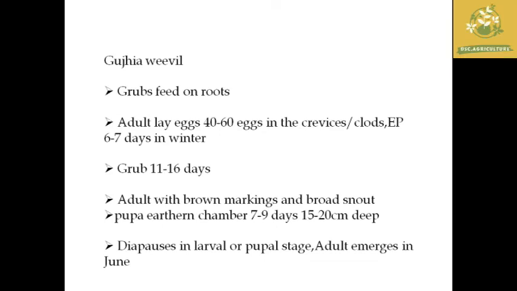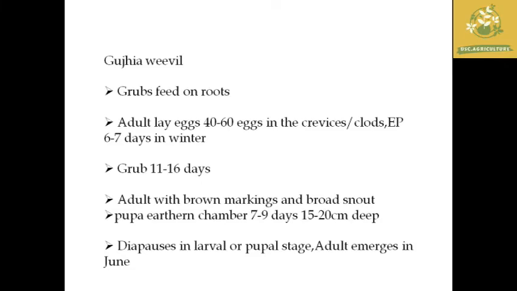While seeing about the biology, they mainly feed on the roots, and they lay around 40 to 60 eggs per clot, with an egg period of 6 to 7 days in winter, and a grub period of around 11 to 16 days. The adults are identified by brown markings and a broad, snout-like snout in appearance. The pupa is in an earthen chamber, pupating in 7 to 9 days, and pupation occurs in the soil around 15 to 20 centimeters deep.